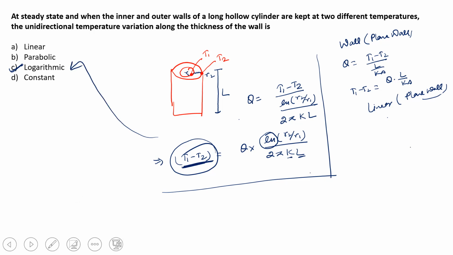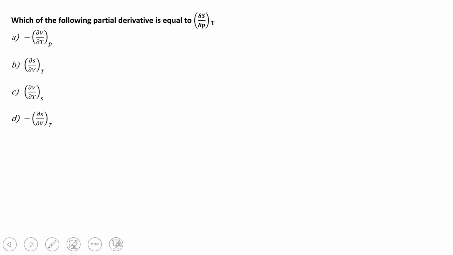Okay, fine. Next, which of the following partial derivatives is equal to del S by del P at constant temperature T? Among these, which is the correct one? So guys, for this you will have to remember the Maxwell equations. It is very likely that in the examination you will not be able to quickly recognize which Maxwell equation we can use here. So one trick is you should remember all the equations and accordingly you can apply them.